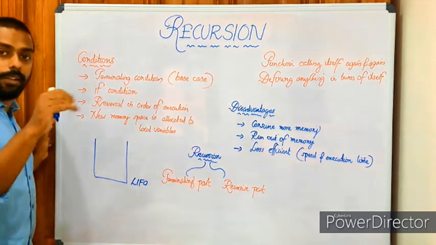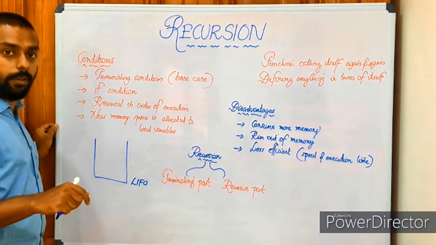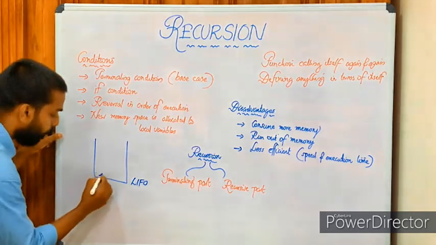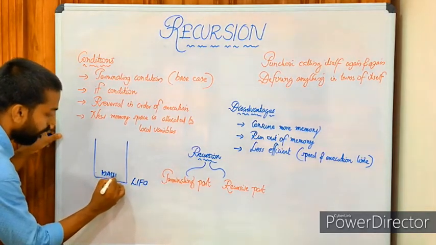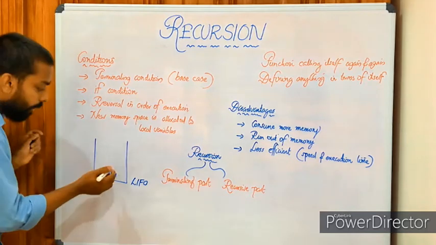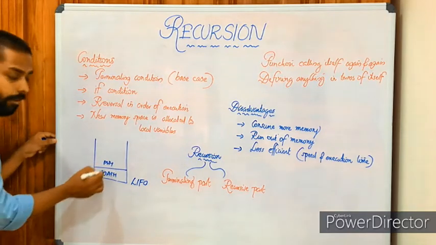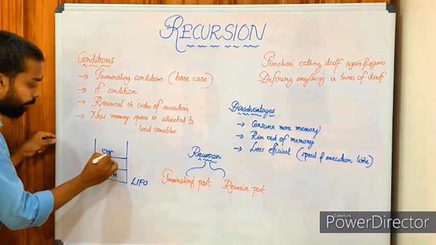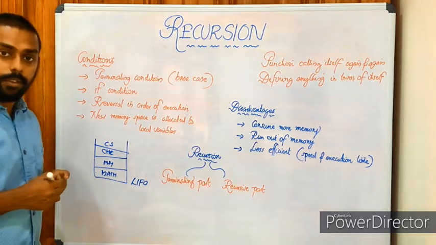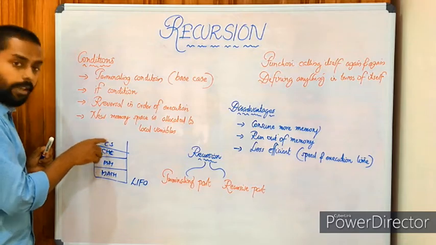Suppose we are pushing, the process is called pushing. We are pushing some books. First we are pushing the maths textbook, which is placed at the bottom of the stack. Then you're pushing your physics, then chemistry, then your computer science. We have placed math first, physics second, chemistry third, and computer science last.